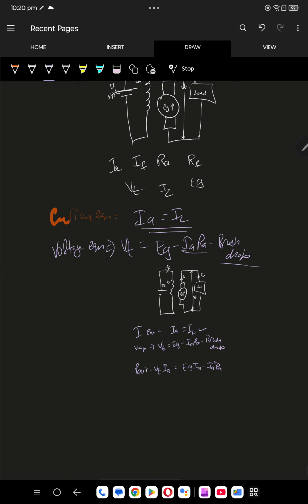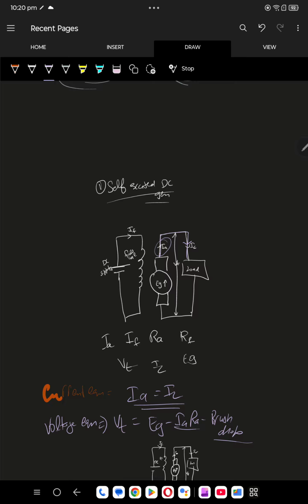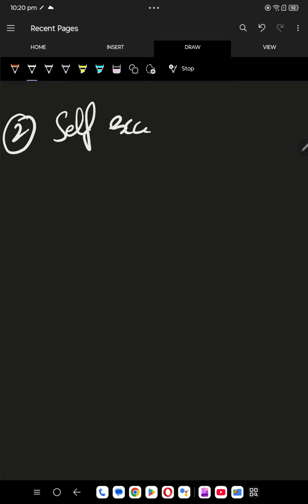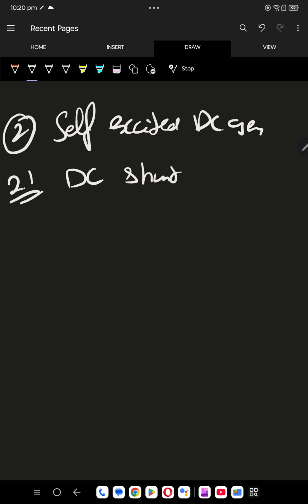So one of them we have completed now. The first one, the separately excited DC generator, is completed. Let's go to the second one. I hope this is understood, whatever I have explained. Next one is the self-excited DC generator. In that, the first one is the DC shunt generator. What does it mean? In this type of generator, the field coil and armature coil are parallel to each other. Okay, so let's try to draw the diagram now.